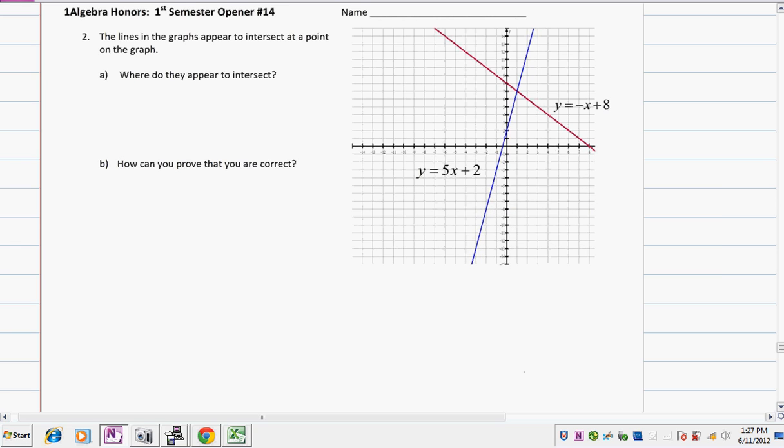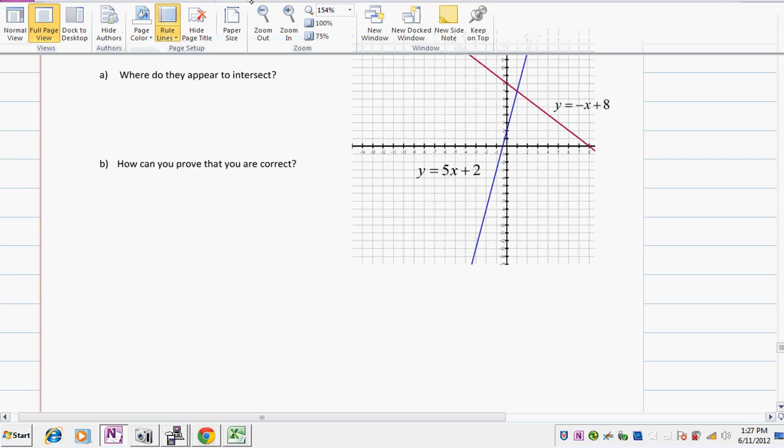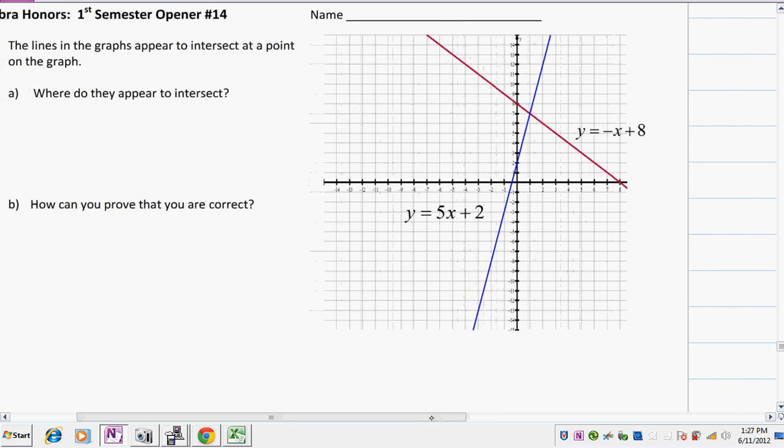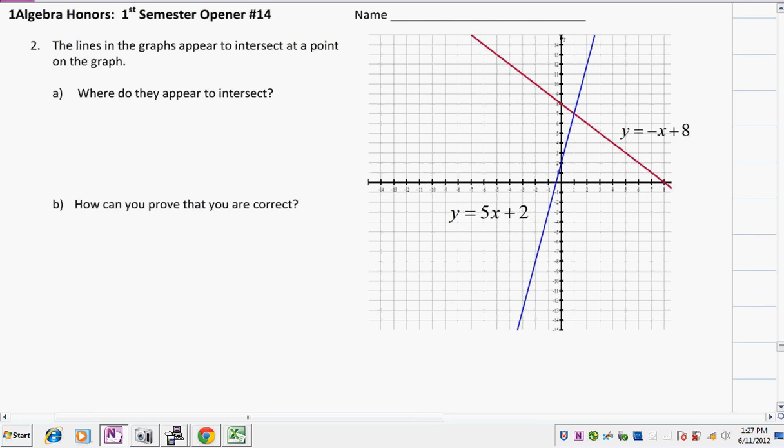The lines in the graphs appear to intersect at a point on the graph. Where do they appear to intersect? So let's zoom in. Intersect means where they cross. Now that place of crossing appears to be right there. And the question is, how do I say right there? How do I tell the world where right there is?